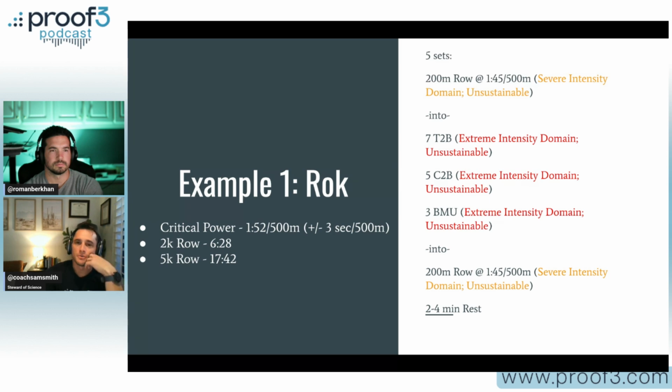Now we're going to move to more of a CrossFit specific example. So this is a client of mine, multi-time semifinal athlete. He has a 2K row 6:28, a 5K row 17:42, which gives him a critical power around 152 plus or minus 3 seconds. So again, that represents highest sustainable metabolic rate. He could probably hold that for a 10K if he was motivated to do it. He has the physiology to do something like that.